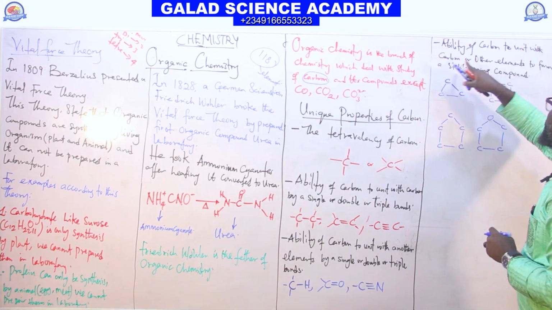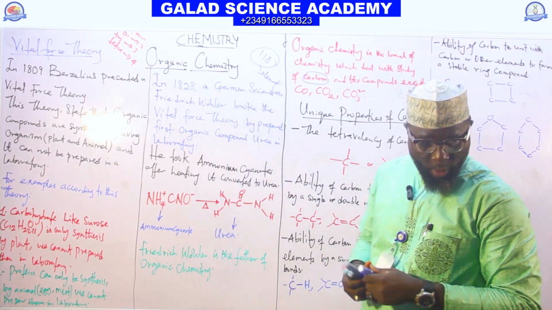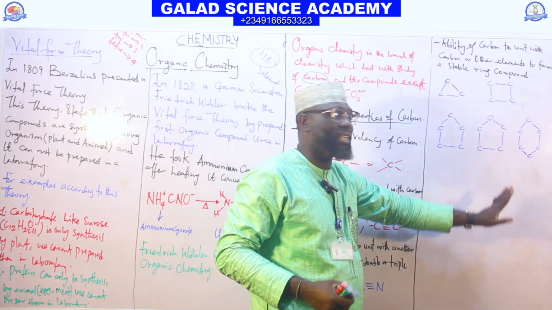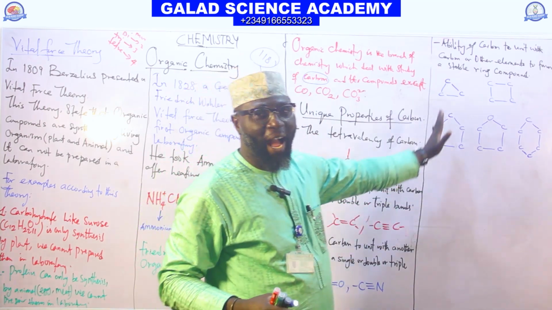I said carbon can unite with carbon or other elements to form a ring. The same carbon can also unite with another carbon, another carbon, another carbon, to have this. You can see that the carbon forms a ring compound. Out of 118 elements we have in the periodic table, only carbon has all these properties.